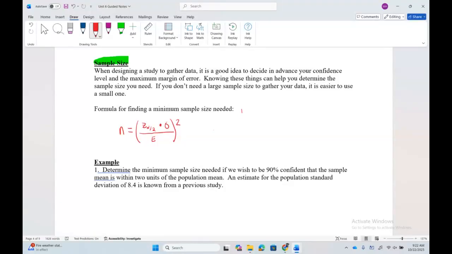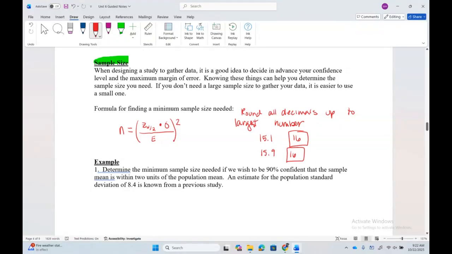Now, when we do this, we're going to round all decimals up to the largest number. Okay, so even if I do this formula and I get something like 15.1, I'm going to round my answer up to 16. Same thing if I get 15.9, I would say my final answer is 16. We always round those up.